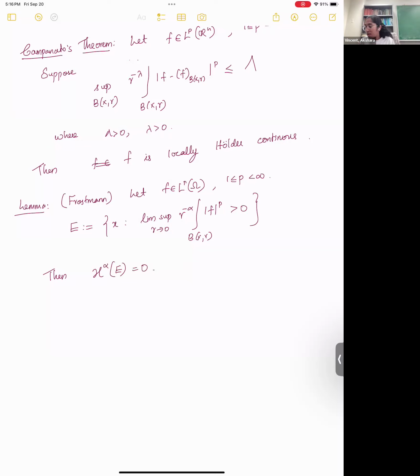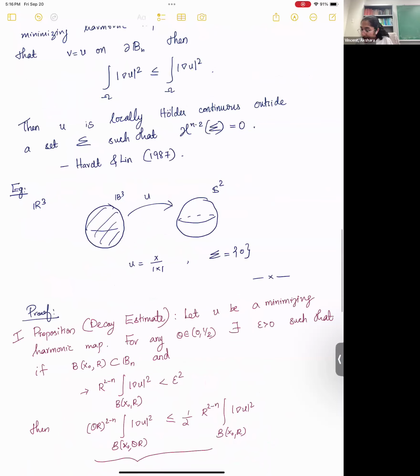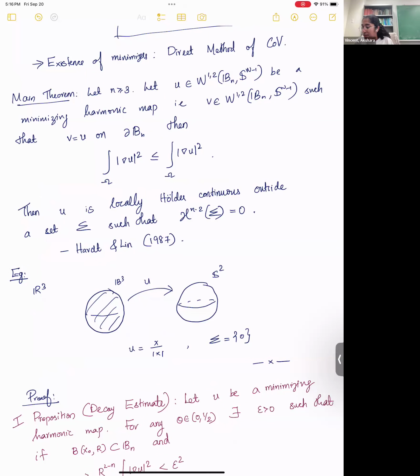So take all points x naught where we don't have, from the decay estimate, the epsilon. So take all points where you don't have such an energy bound. Those points belong to this set, where f we take as the gradient of u, because the function belongs to W^{1,2}, so the gradient is an L^2 function. So those points, by using this lemma, belong to a set of measure 0. In our case, alpha is equal to 2 minus n. So this proves our result, whatever we were aiming for. So the initial result says that if you have a minimizer, that minimizer is locally Holder continuous outside a set of measure 0. That completes our proof.